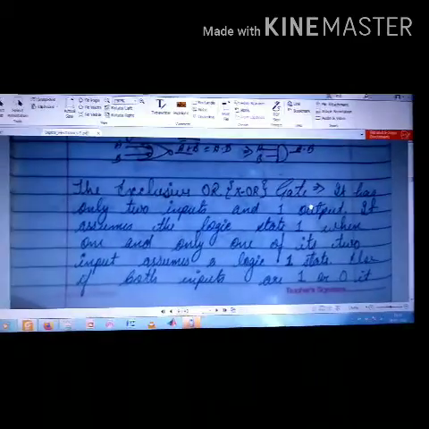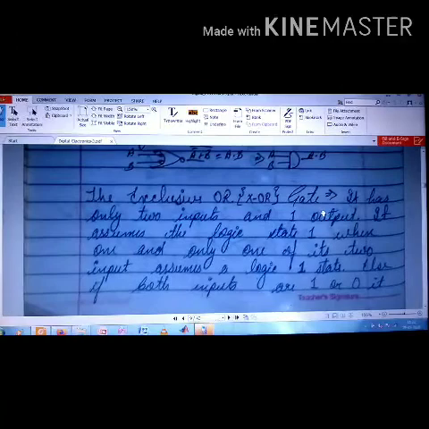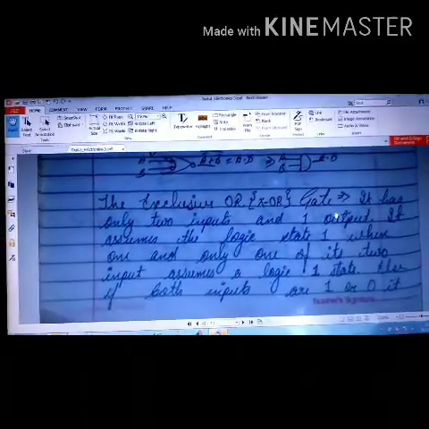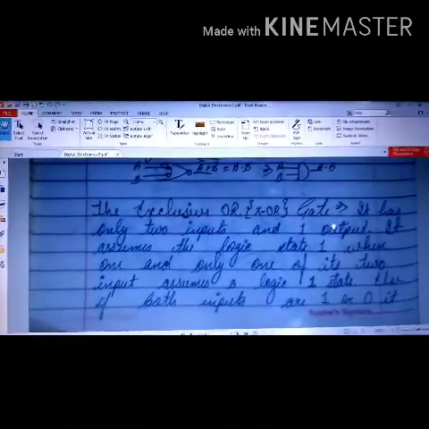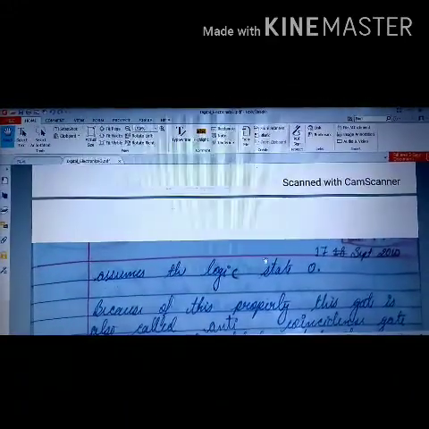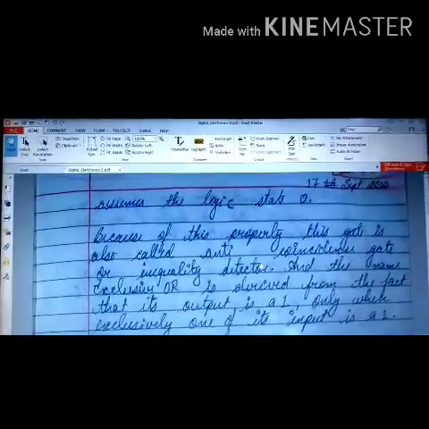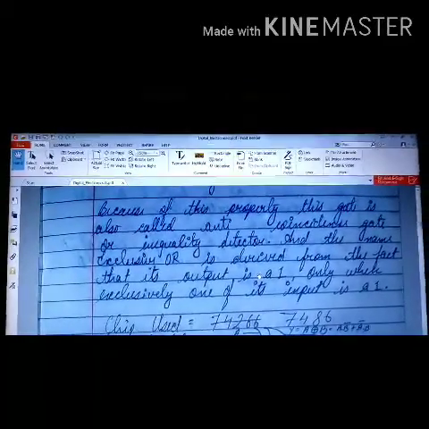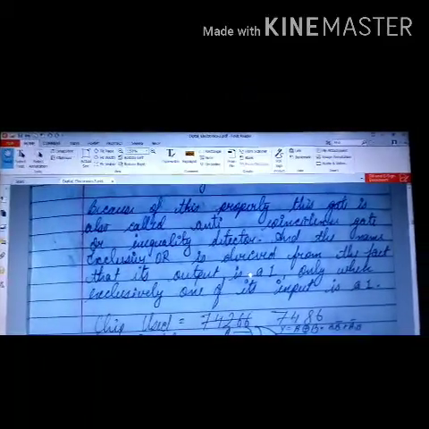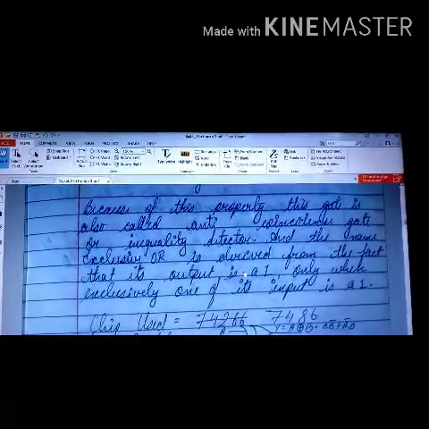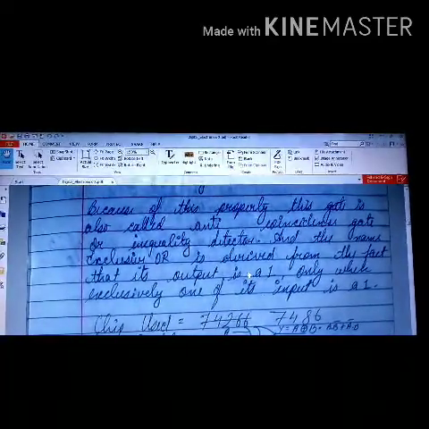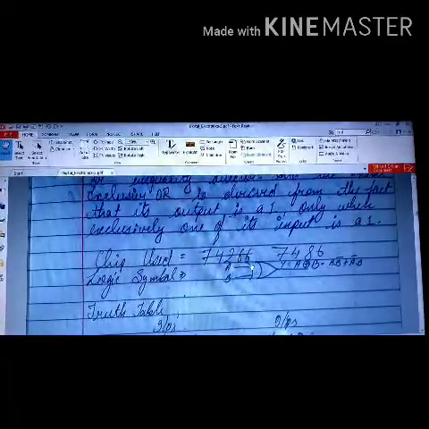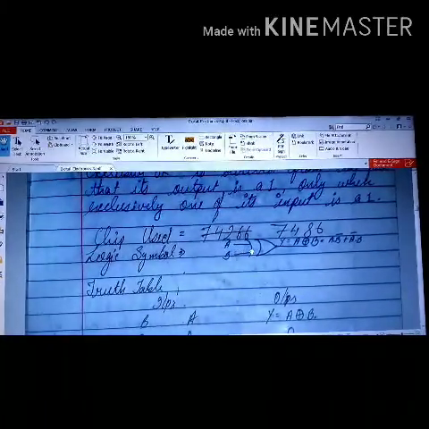Inputs cannot be increased. It assumes a logic state 1 when one and only one of its two inputs assumes a logic state 1; if both the inputs are either 1 or 0, it assumes a logic state 0. Because of this property it is also called a coincidence gate or inequality detector. The name exclusive OR is derived from the fact that its output is 1 only when exclusively one of its inputs is 1. Its IC number is 7486.